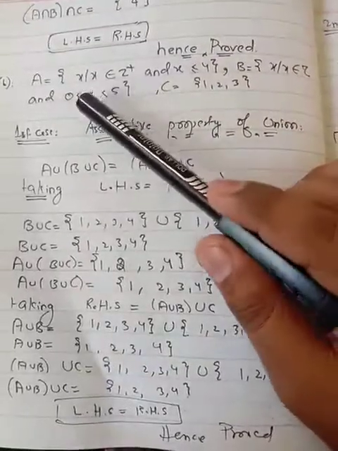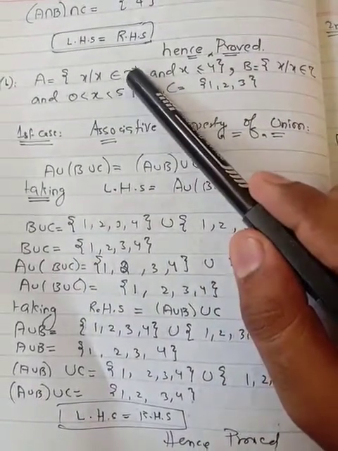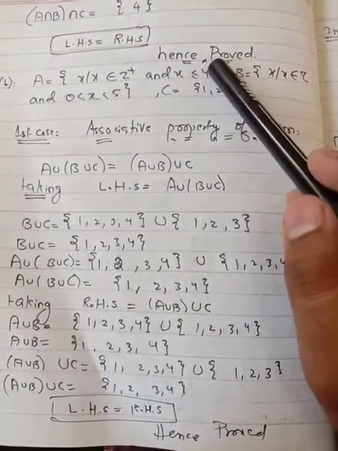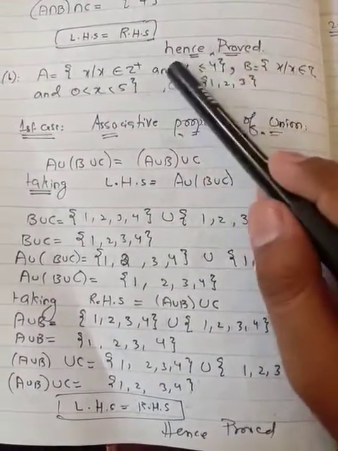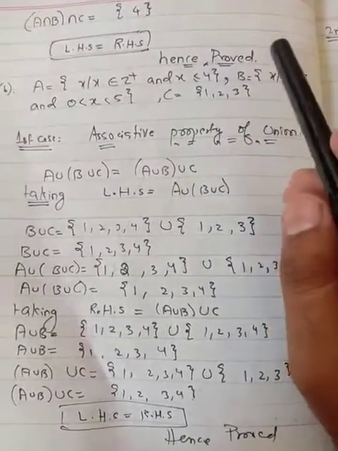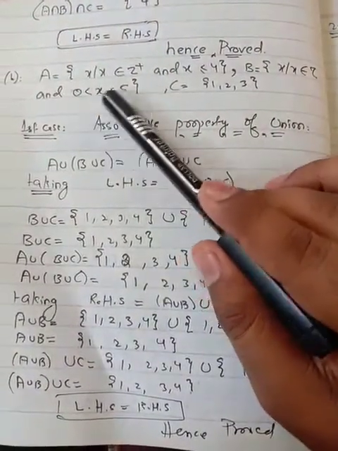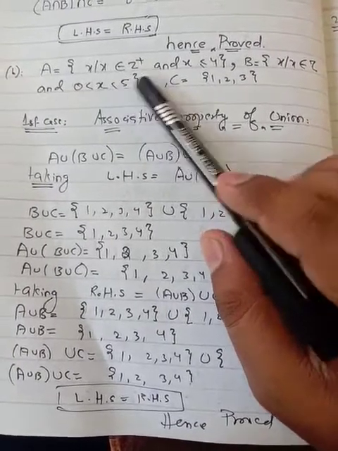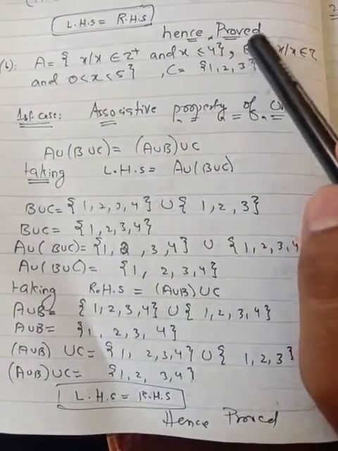Now in B, the A set belongs to positive integers less than 4. The elements of A, being less than or equal to 4, will be 1, 2, 3, 4. The elements of B will be between 0 and 5, so these elements are 1, 2, 3, 4. And the elements of C are 1, 2, 3.